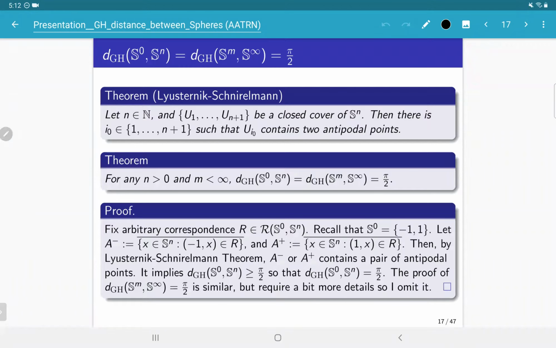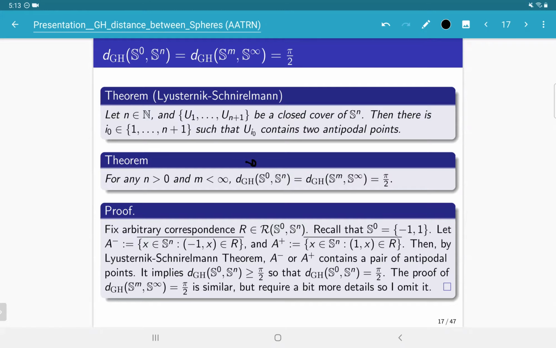So let me prove this first claim. The Gromov-Hausdorff distance between S0 and Sn is exactly equal to pi over 2. If you remember, a few slides before, I already showed that the Gromov-Hausdorff distance between S0 and Sn is upper bounded by pi over 2. So to prove the equality, we only need to show the lower bound is also pi over 2. Let's prove this. Fix an arbitrary correspondence R between S0 and Sn. And recall that S0 just consists of 1 and -1, and their distance is pi.